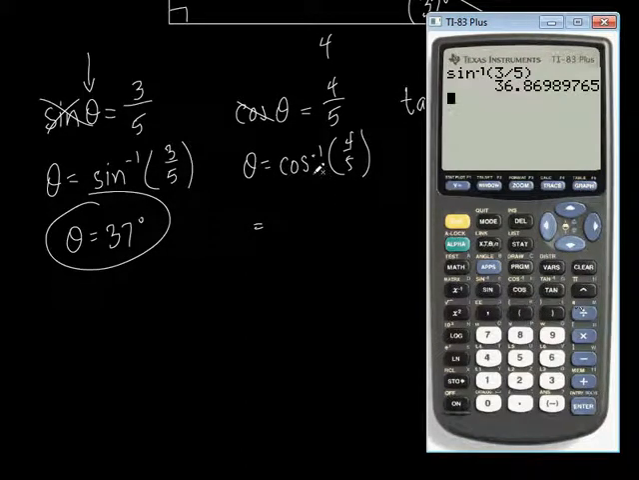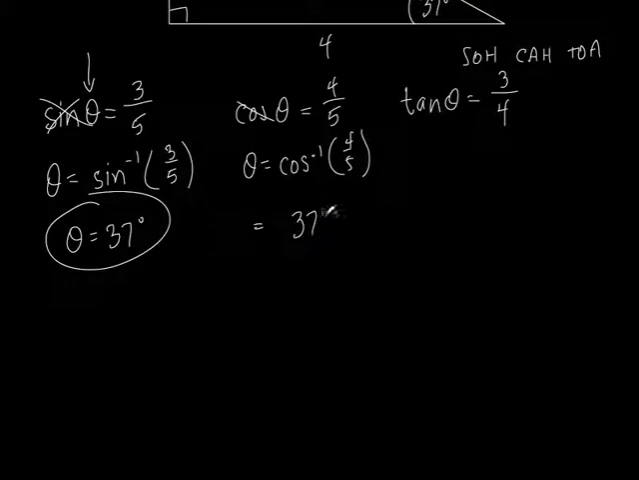Okay, so watch what I do here. Second function, cosine this time, right? So it's cosine to the negative first of 4 over 5. 4 divided by 5, parentheses, hit enter, and look at that. Same exact thing. I told you it'd be the same thing, didn't I? Isn't that cool? So it's 37 degrees.